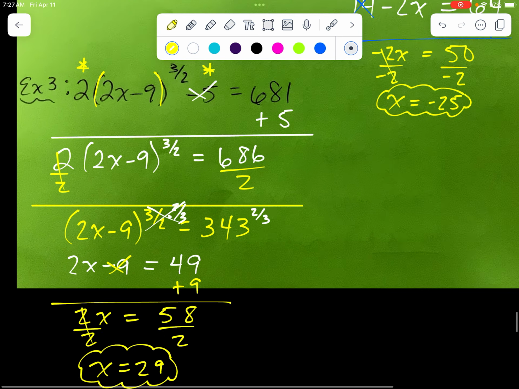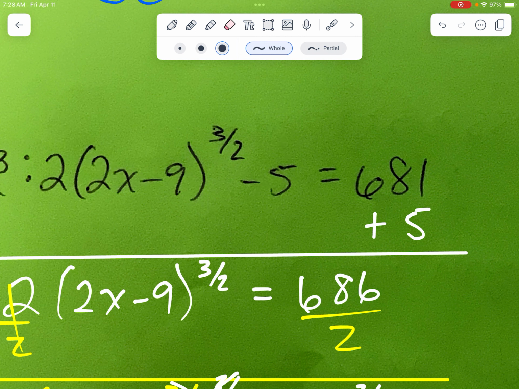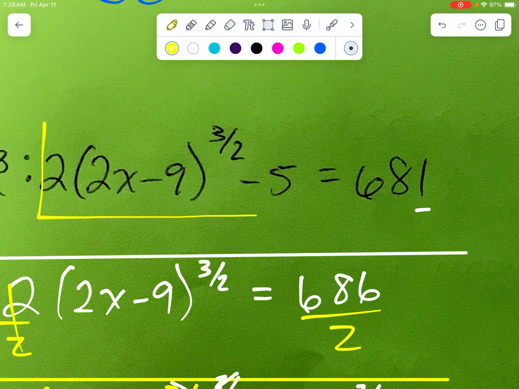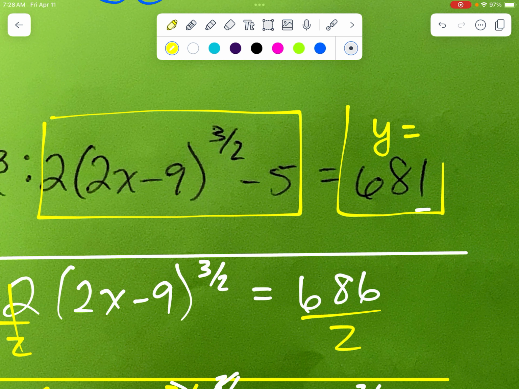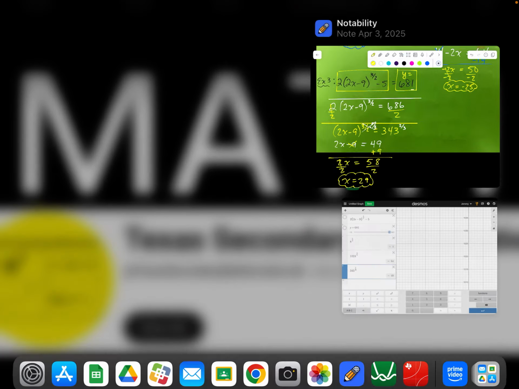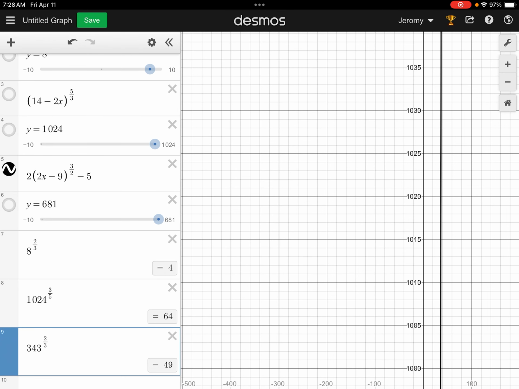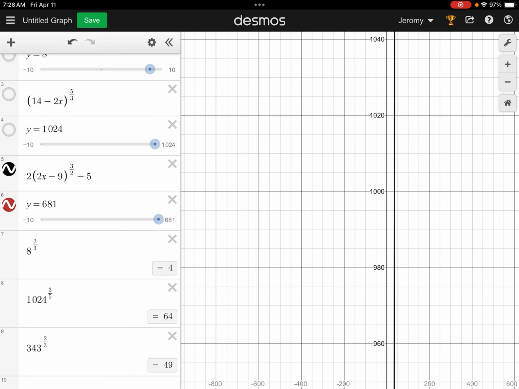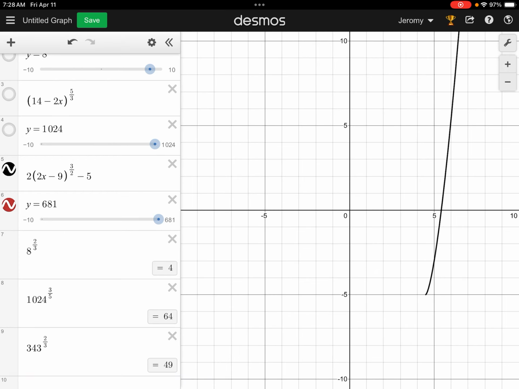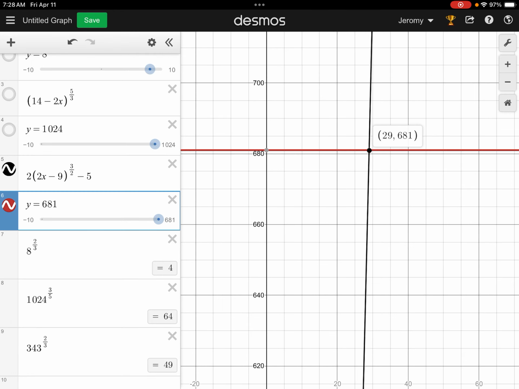All right, let's confirm. Let's go back up to our original problem and clean this up. We are going to type in this entire left side in input box 1. We will type in y equals 686 in box 2. Let's calculate the intersection and see if it's 29 for the x value of the coordinate. We need to find out where the intersecting line is. So there we go. We're looking for positive 29 for that x value of the coordinate, and we have positive 29. We're 100% correct.